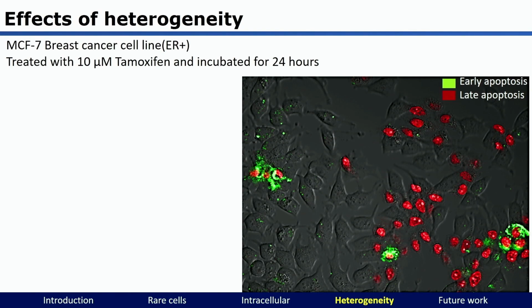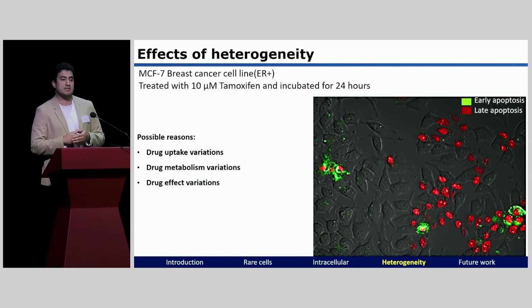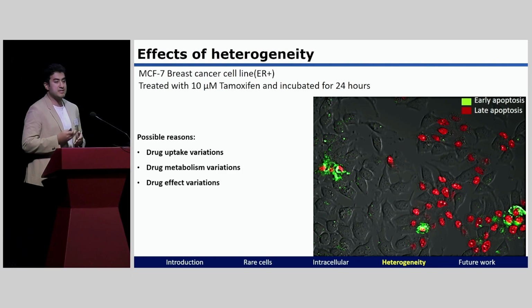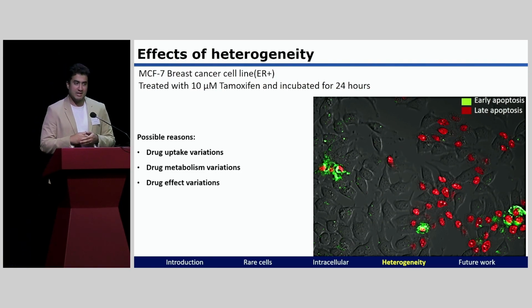Many, many reasons why this is the case, of course, but I think that one of the possible things that we should investigate is if there is drug uptake heterogeneity between these individual cells. Do the cells metabolize the drug at the same rate? And are the cells affected by the drug equally or not?